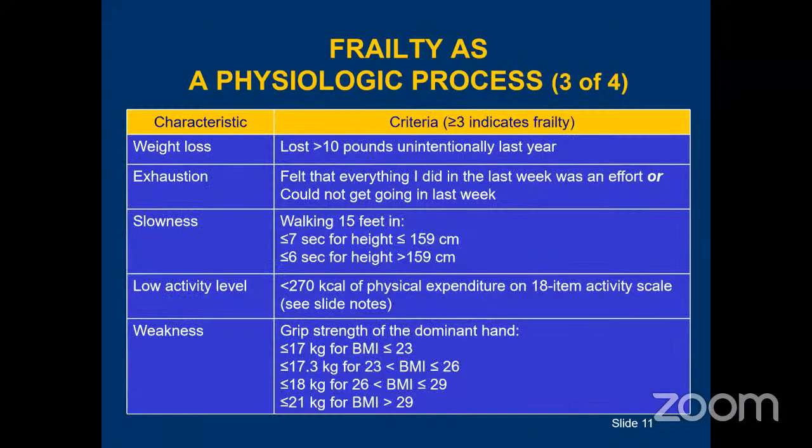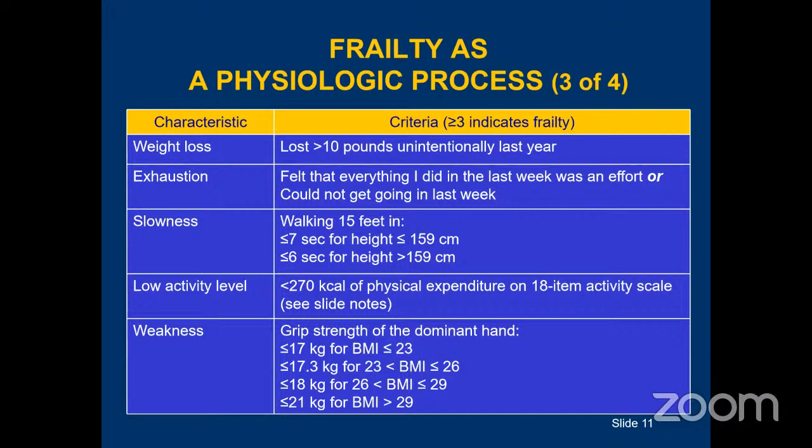Here we want to diagnose this frailty, so we need criteria for it. We have 5 characteristics. If we see 3 of them, then this is specific for frailty. First of all, we have weight loss, which means losing more than 10 pounds unintentionally. The important point is unintentionally. Exhaustion: felt that everything I did in the last week was an effort or could not get going in the last week. Slowed, which is like walking 15 feet, and this differs according to the height of the person.